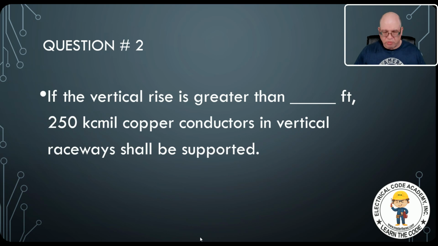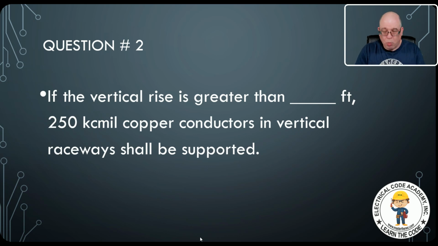Because when I run conductors inside of a raceway vertically, that's a lot of weight. Every foot of a 250 kcmil can be a pound or more. Okay, now you put a set of, let's say, A, B, C, a neutral, and an equipment ground in a raceway vertically, that's a lot of weight. That could be as much as 4 or 5 pounds per foot. That is all being drawn down by gravity. And so those conductors are just waiting to slip.